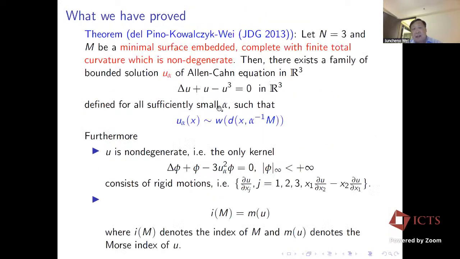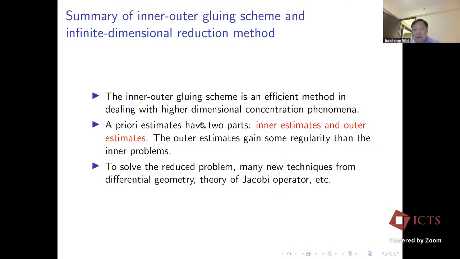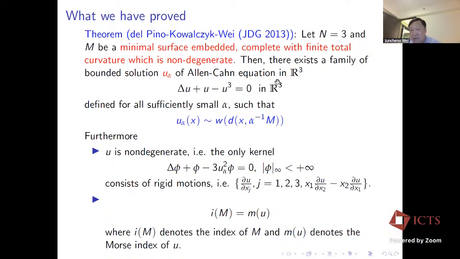Here we discuss the codimension 1 case, which is the minimal surface. And recently we also generalized this to the codimension 2 case, which is the Yang-Mills-Higgs. I don't have time to discuss it, but the papers are on my website. For Yang-Mills-Higgs, what we prove is almost similar: if you have a minimal surface of codimension 2 and it's non-degenerate, then we can construct a family of solutions to the Yang-Mills-Higgs, and the indices are the same. The index for the Yang-Mills-Higgs equals the index for the minimal surface of codimension 2.